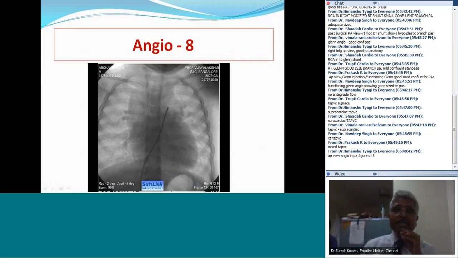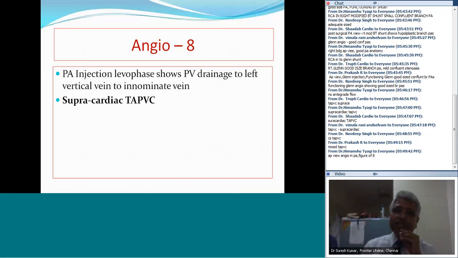So it's a PA injection levo phase. It shows pulmonary venous drainage to a vertical vein to an innominate vein. Now you say there's a supracardiac TAPVC because you have definitely seen the left pulmonary vein draining there. It is the main pulmonary artery where the injection was made, so both lungs would be draining the same way. You did not do a selective LPA injection. With that, when you see the typical figure of eight, you could say that it is a supracardiac TAPVC. You had no reason to say it's mixed. You had definitely no reason to think that it's coronary sinus. Any question on this, Andrew? Being a levo phase, in the transmitted image, I'm not sure how much of the figure of eight opacification you actually saw. Otherwise, this is a straightforward angiogram.